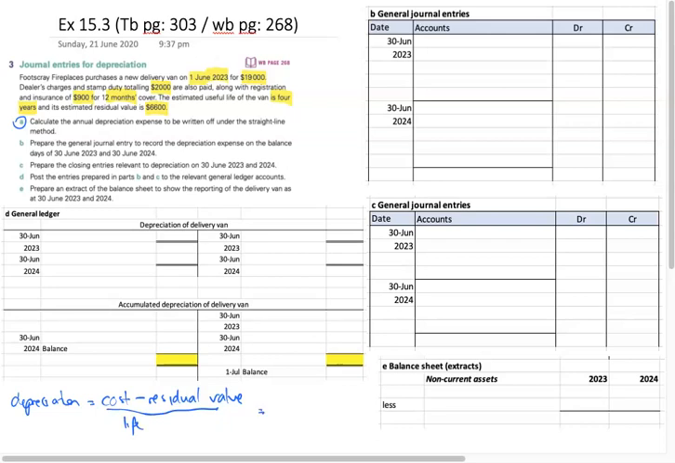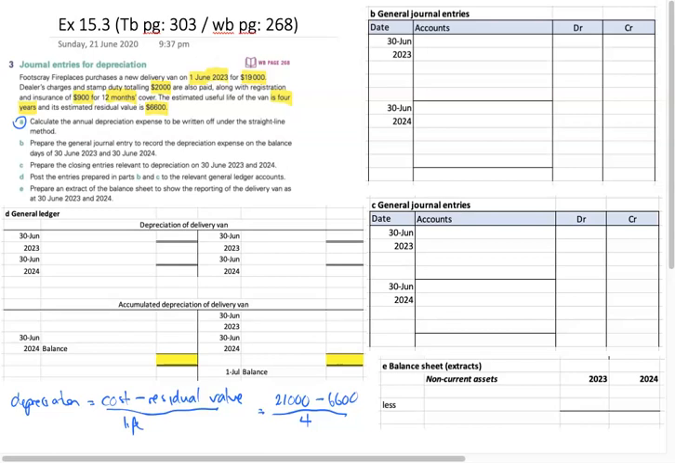So if we think through our cost here, even though we bought it for $19,000, we need to think, are there any other costs to get this asset into the condition and location to generate revenue? And the dealer charges and stamp duty is definitely that. We need to pay this before we can use the vehicle to generate revenue. So we need to add the $2,000 on. We need to subtract the residual value of $6,600 and then divide it by 4 because there are 4 useful years in this business.